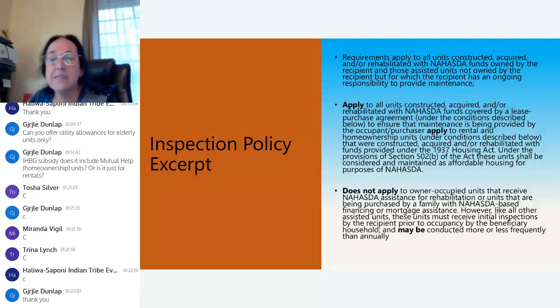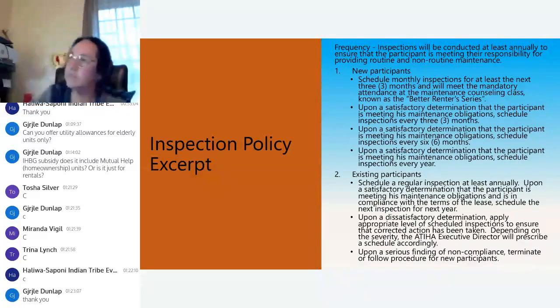Under the provisions of Section 502, these units shall be considered and maintained as affordable housing for the purposes of NAHASDA. It does not apply to owner-occupied units that receive NAHASDA assistance for rehab or units that are being purchased by a family with NAHASDA-based financing or mortgage assistance. However, like all other assisted units, these units must receive initial inspections by the recipient prior to occupancy by the beneficiary household and may be conducted more or less frequently than annually. So this is just somebody else's policy.